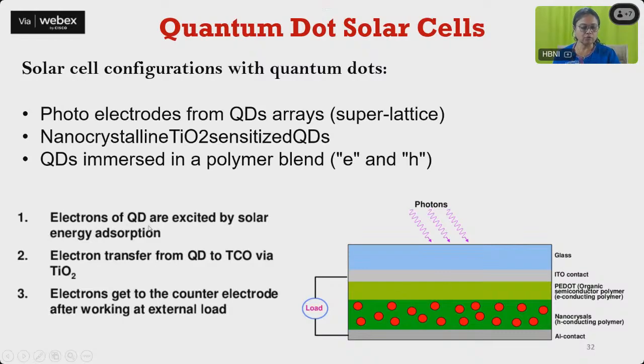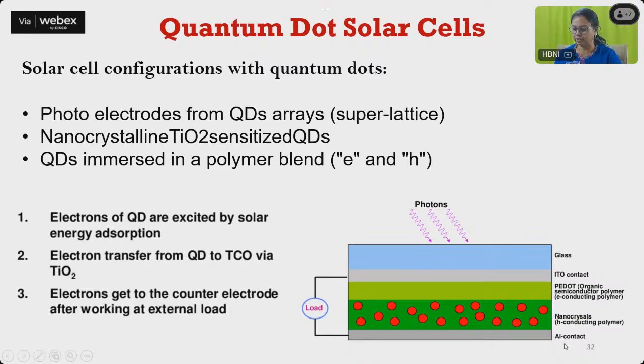So electrons of quantum dots are excited by the solar energy absorption, and then this electron transfers from the quantum dot to the transparent conducting oxide via the TiO2 layer, with ITO contacts. We have the TiO2 layer and nanocrystals there. And then electrons get to the counter electrode after working at the external load.